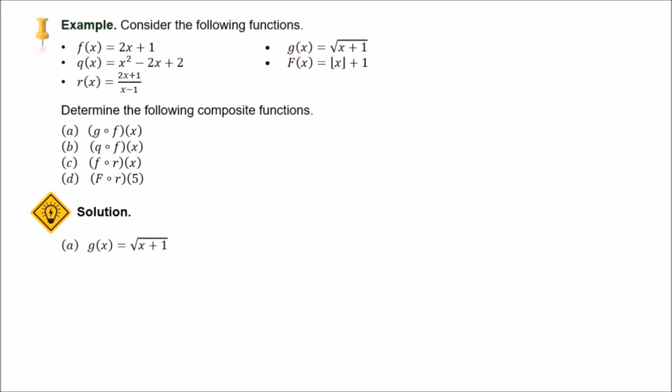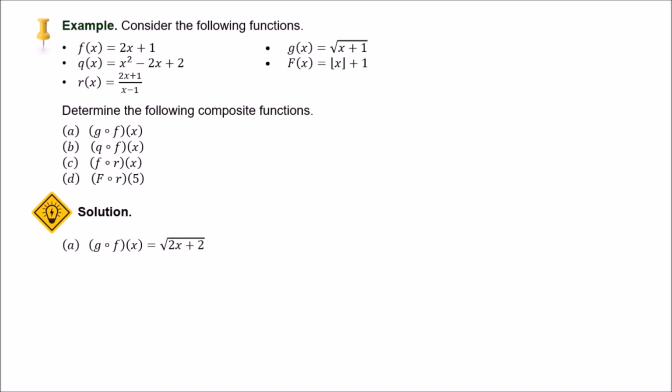Now, from the evaluation of functions, we know that in order to get the composite function, we insert or substitute the value of f of x as a function inside g of x. What that means is we need to replace all x in g of x by the expression 2x plus 1. Then simplifying, we'll have 2x plus 1 plus 1. 1 plus 1 is 2. Then square root of 2x plus 2.